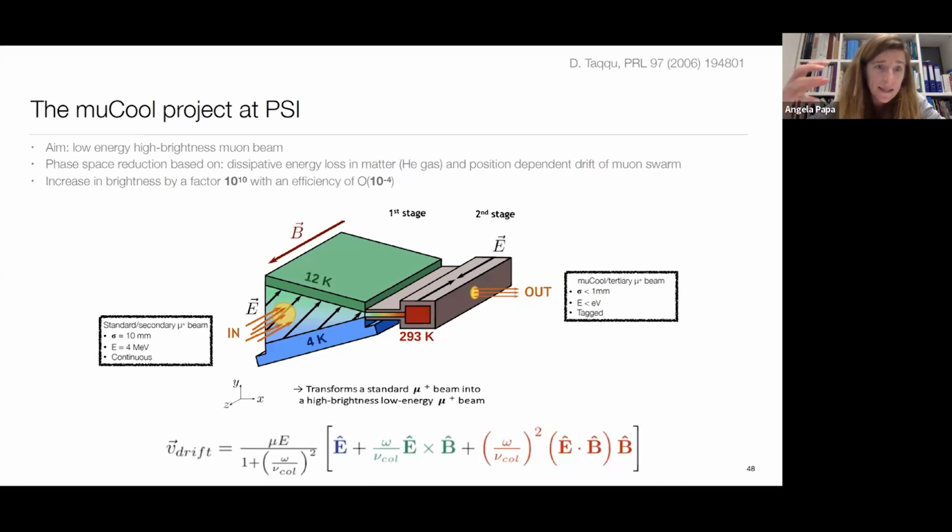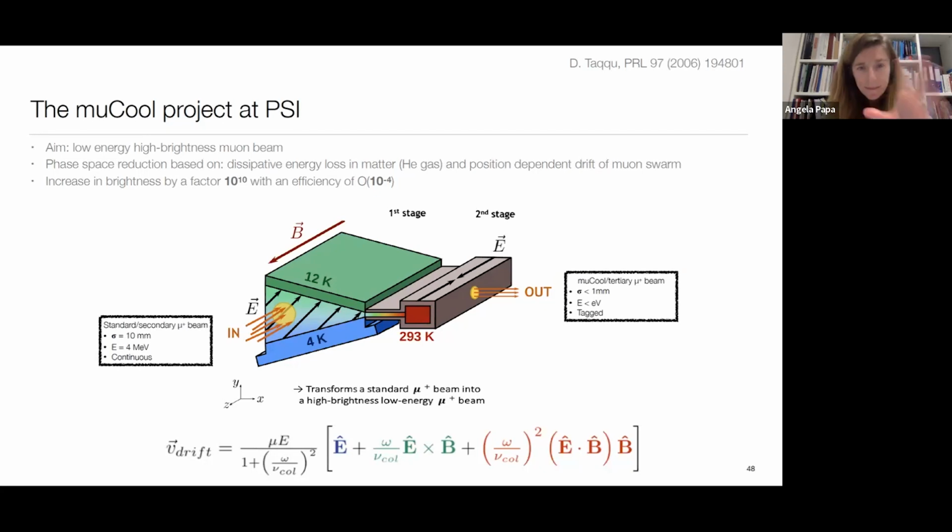This phase space is reduced based on a dissipative energy loss in matter, helium gas, and the position-dependent drift of the muons with the right combination of electric and magnetic fields, which would allow us to improve the brightness by 10 orders of magnitude, but not for free, paying something like a reduction of 10^-4 in terms of intensity.